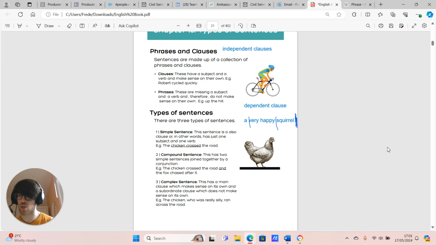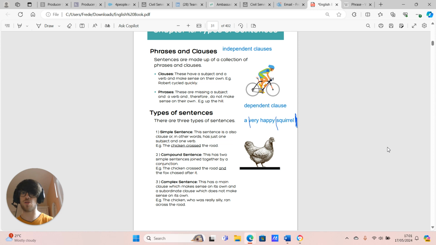Remember when we spoke about conjunctions, it was something that connects something to something else. And what kind of conjunctions did we have? We had coordinating, your fanboys, your and, or your but, your very simple ones, right? The chicken crossed the road, and the fox chased after it.